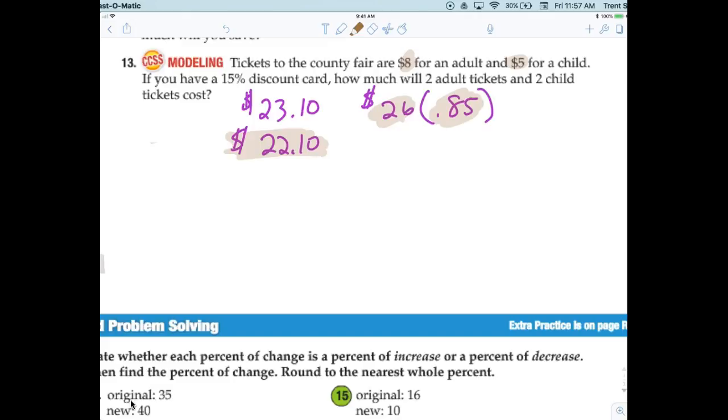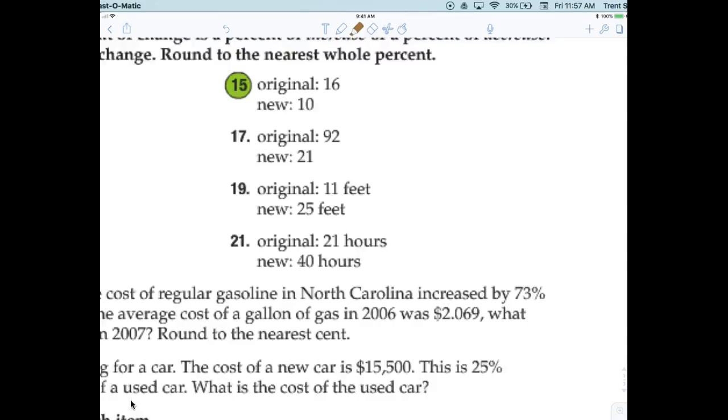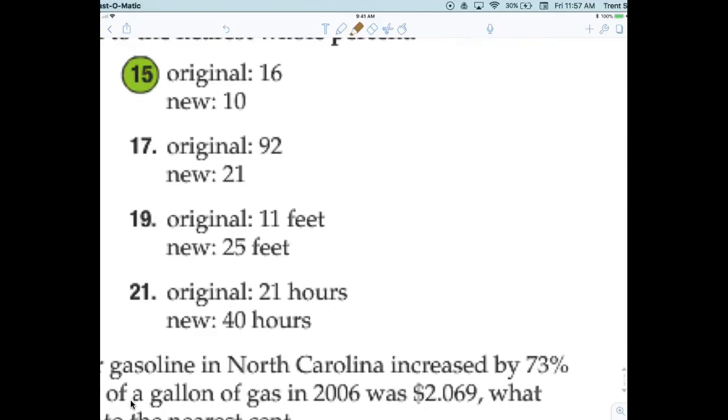Boys in the back, obvious. You good on that? 13. Everybody happy? Now, take out your handy-dandy calculators. 15. Let's go. I want the answer to 15. Allison is going to do 15 for me. What's the change? Good job, girl. Go ahead. Tell me.